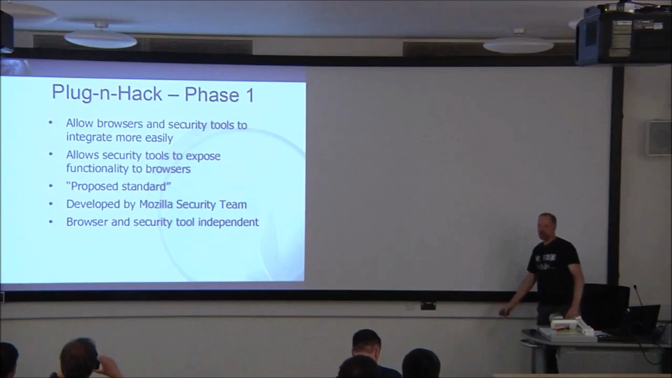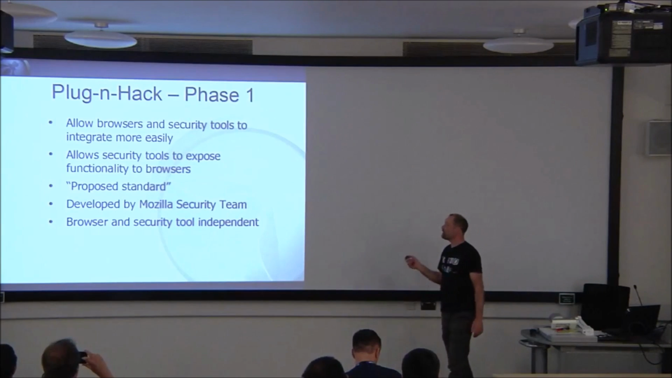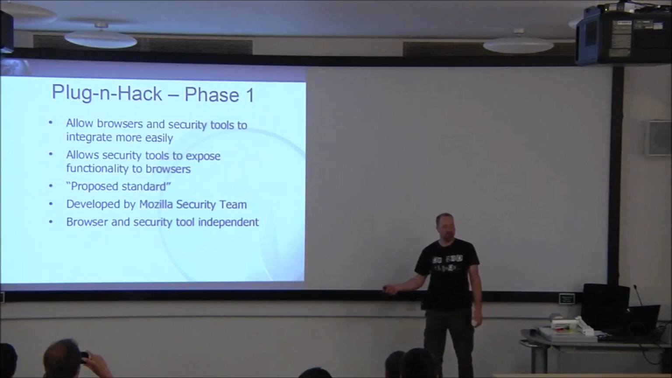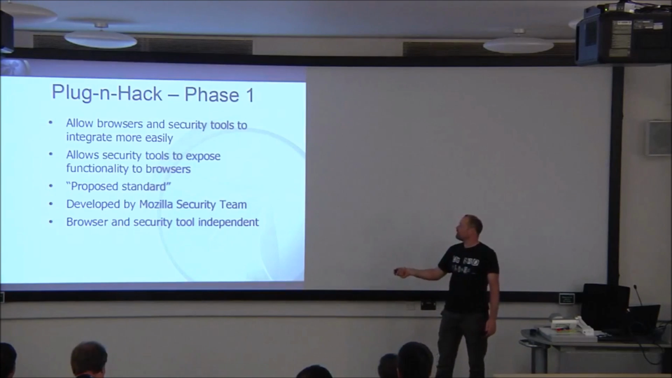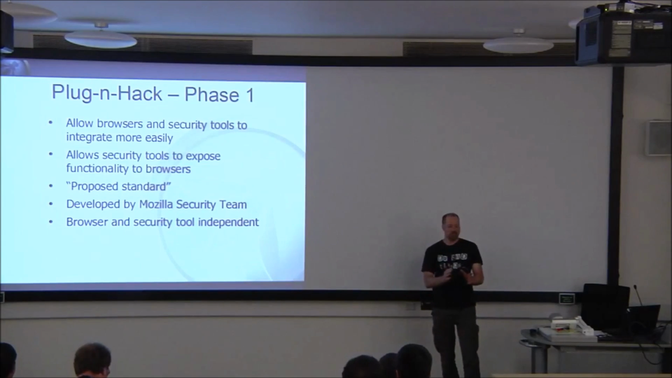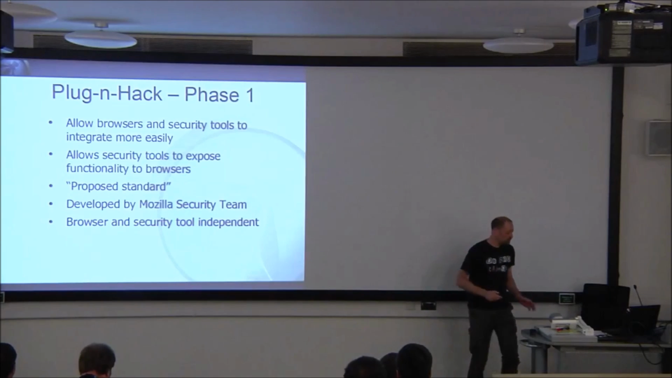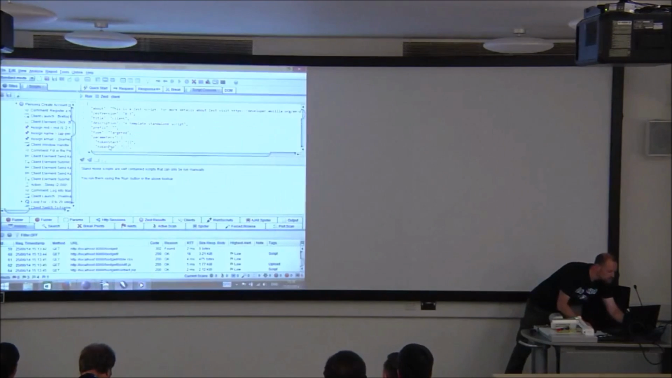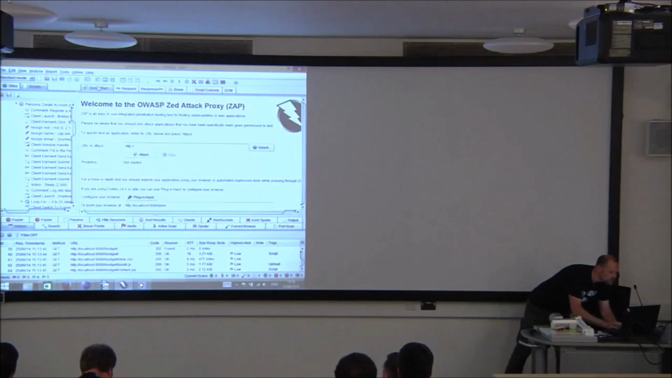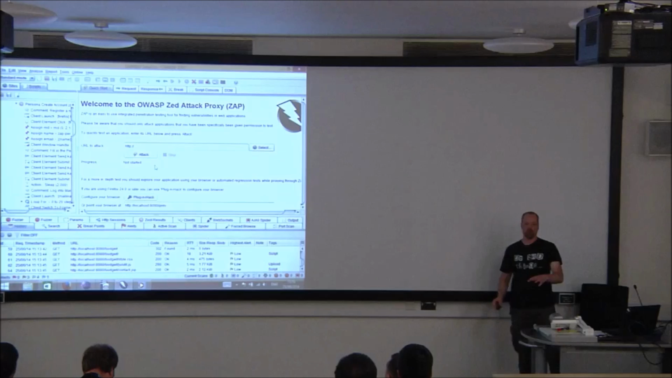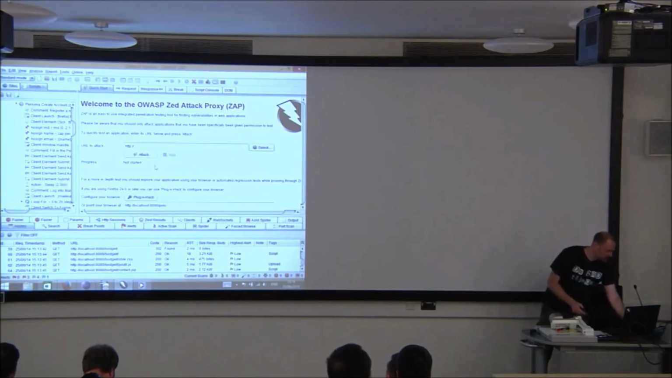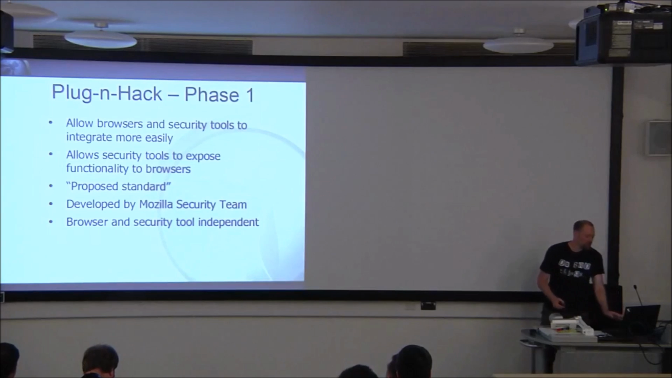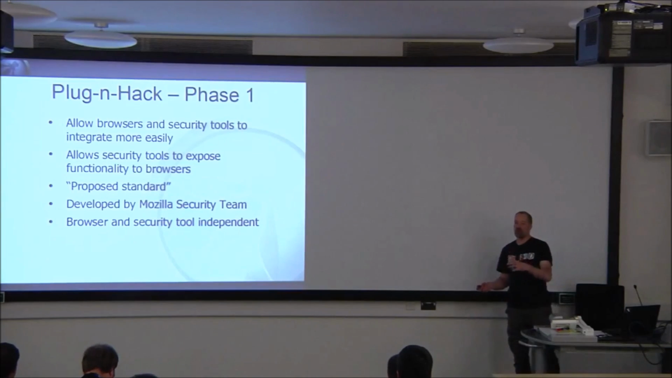So I'm going to go through this quite quickly because I demoed Plug and Hack last time at AppSec EU and USA, so you can see the videos for that. Plug and Hack Phase 1 was all about making it easy for browsers and security tools to work together. In ZAP we have this on the Quick Start tab, a Plug and Hack button. That will launch your default browser and allow you to configure it, as long as it's Firefox, to work together. We're trying to get the other browsers to support it as well, but no luck yet. But what it does is give us a hook into the browser.